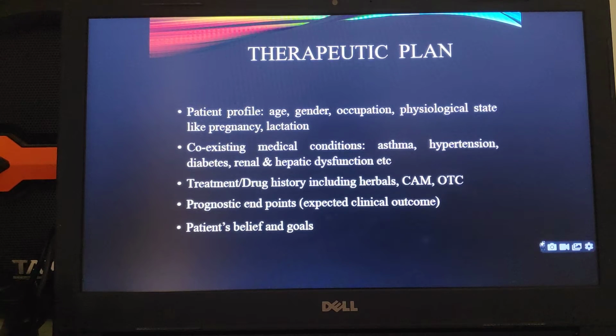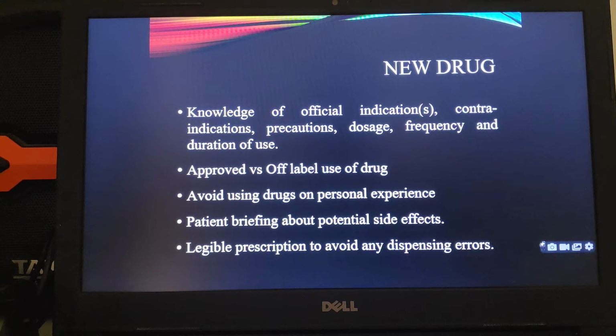And then once you write a medicine, you should keep in mind what your expectation is regarding the clinical outcome, what we call the prognostic endpoint. Is it only symptomatic relief, or is it also taking care of the disease treatment? And when you talk to the patient about the treatment, his belief and expectation should also be considered. All these things are important to consider before writing a prescription.